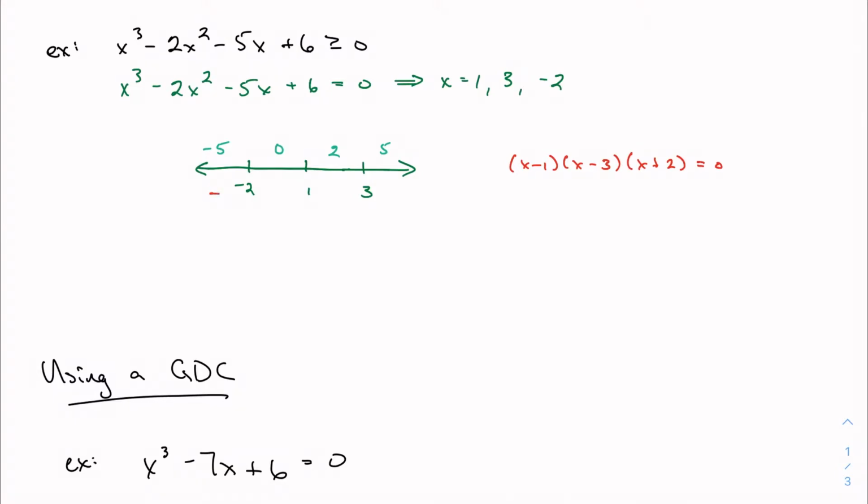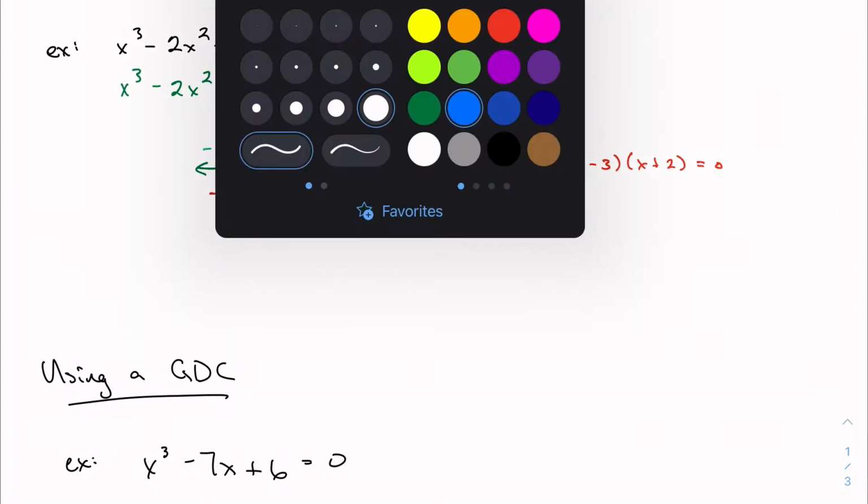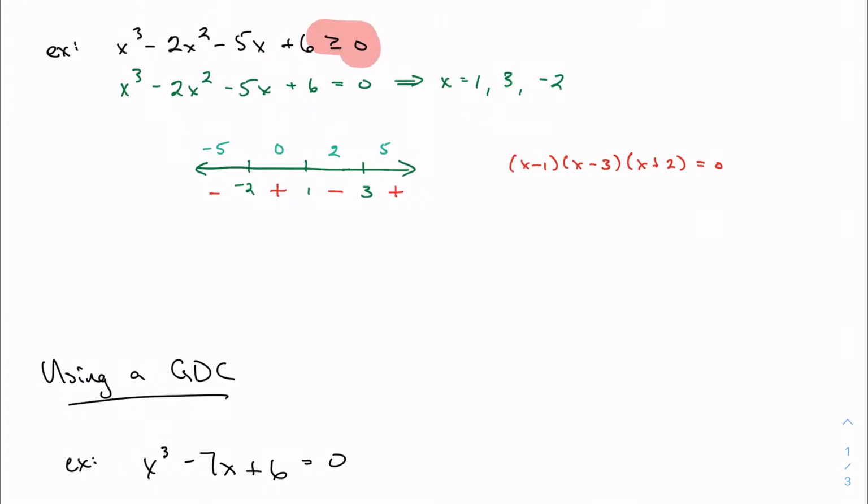If I plug in 0, I'm going to get a positive result, right? -1 times -3 is +3 times +2 is +6. If I plug in 2, I get 1 times -1 times +4, so I'm going to get a negative result. If I plug in 5, I'm going to have +4, +2, +7, so I'm going to get a positive result there. And I want the values that are greater than or equal to 0.